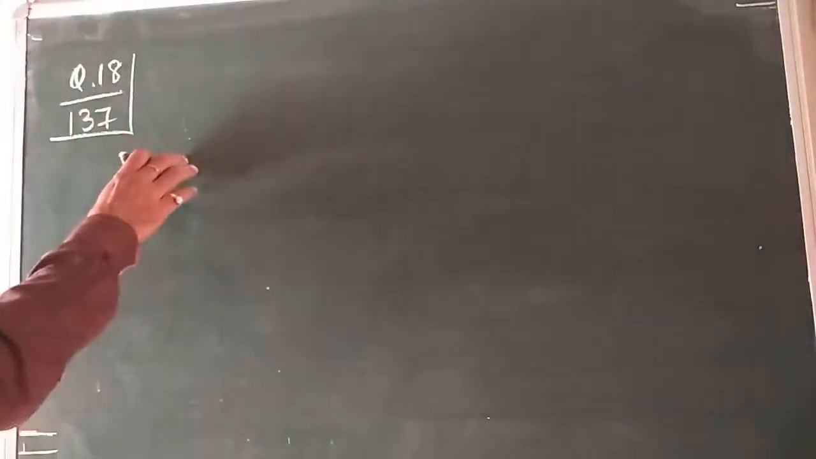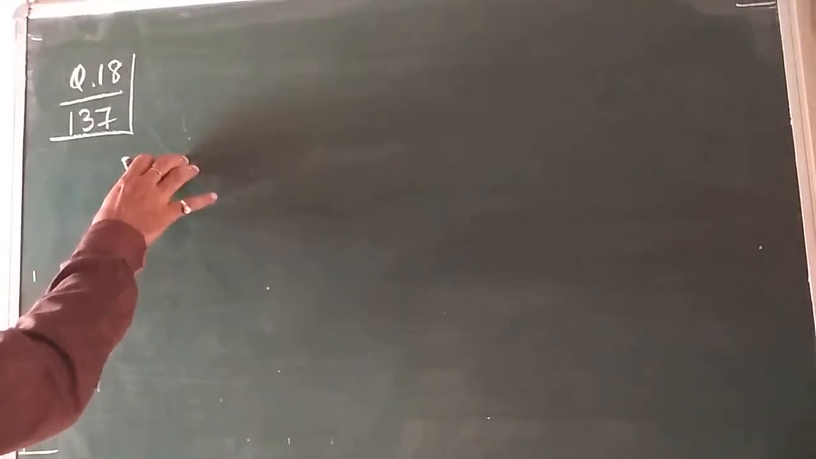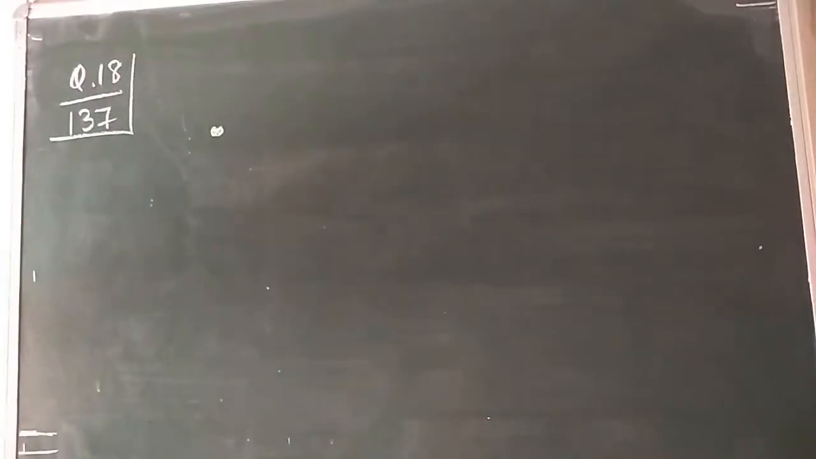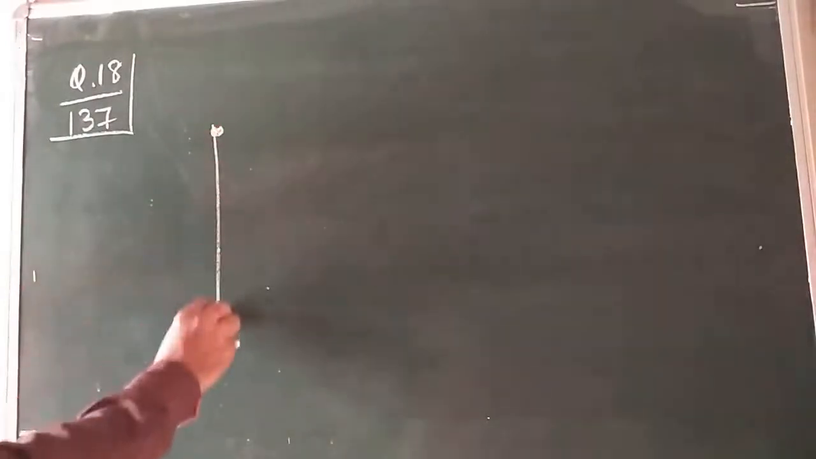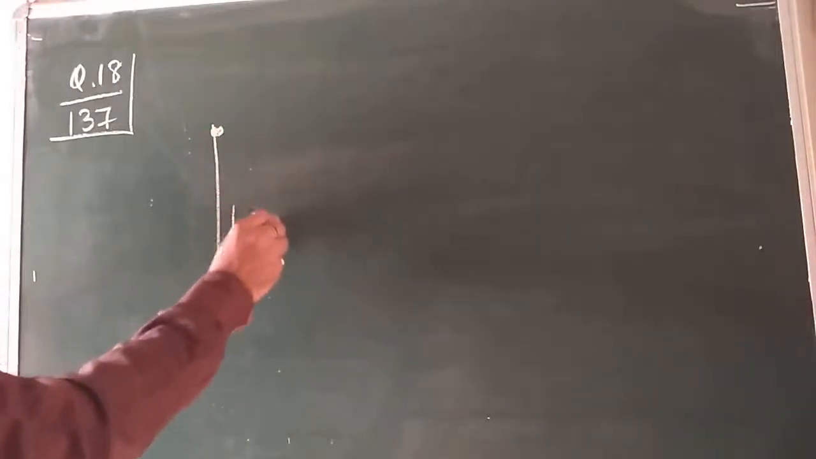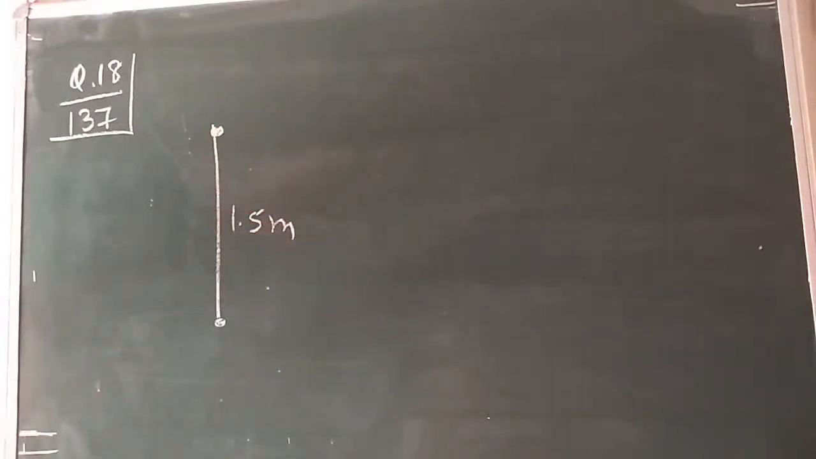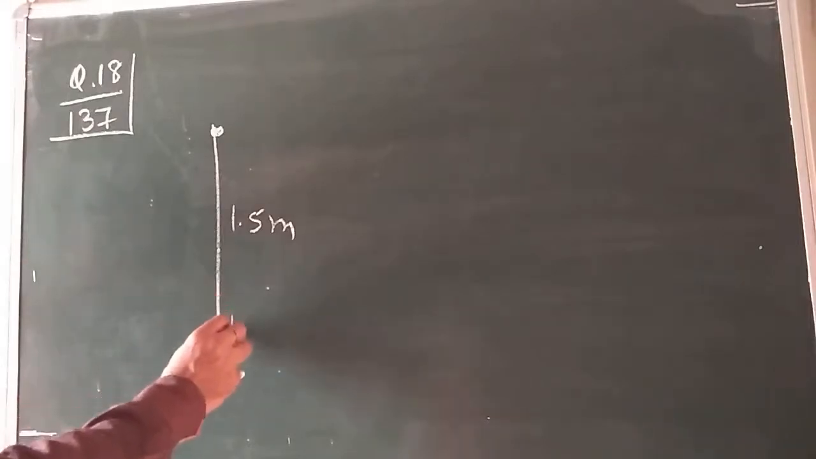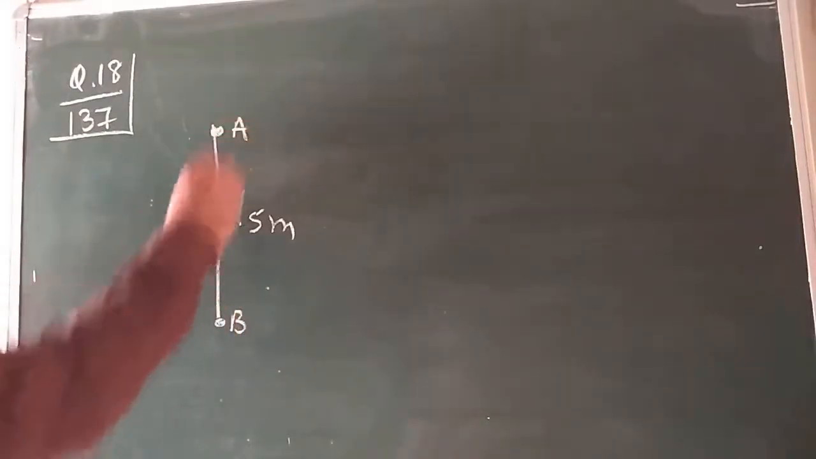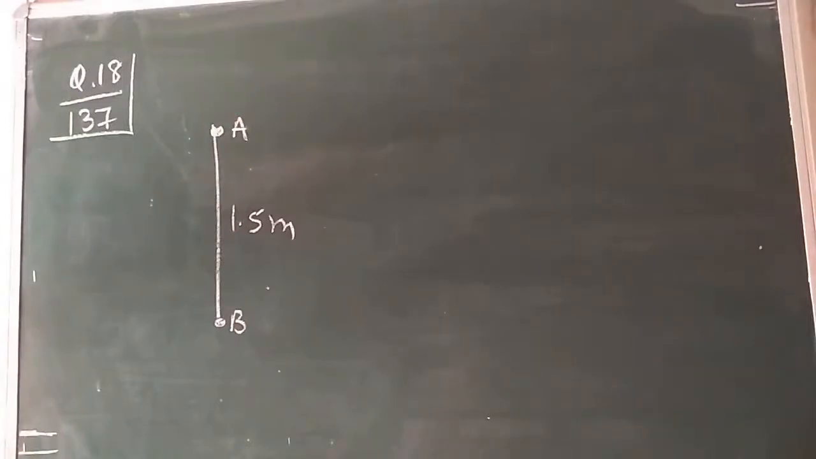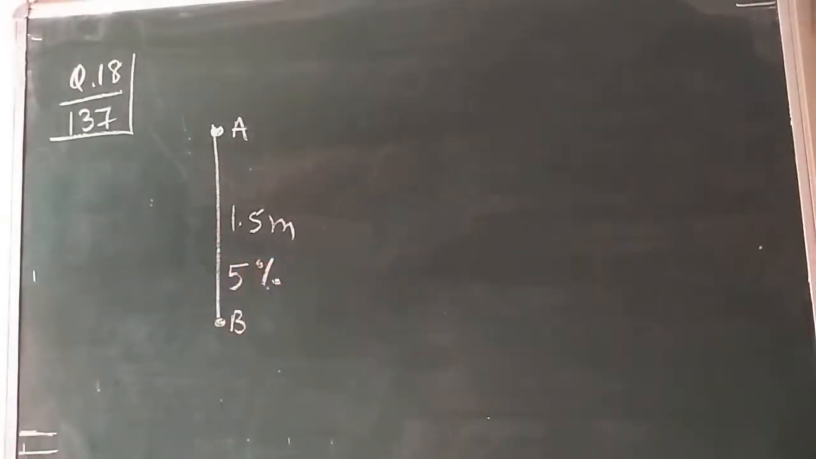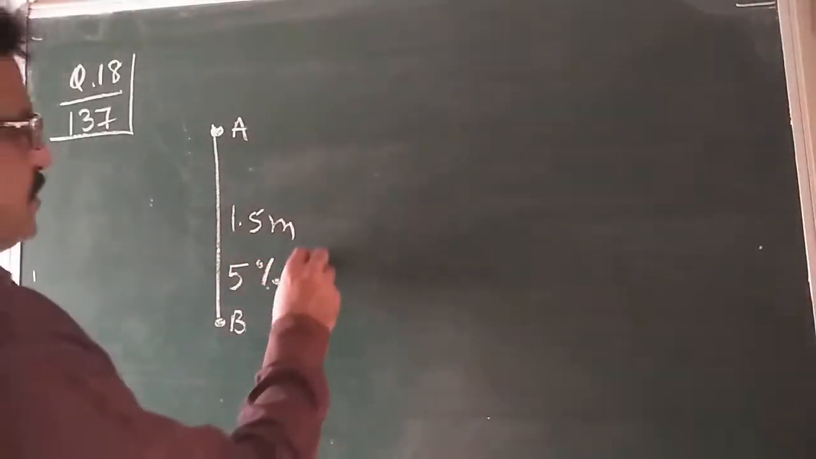In our question, I can see the bob of a pendulum is released from a horizontal position A. If the length of the pendulum, here is the length of the pendulum, is 1.5 meter, what is the speed with which the bob arrives at the lowermost point B? Here is the uppermost point A. Given that it dissipated 5% of its initial energy against air resistance.